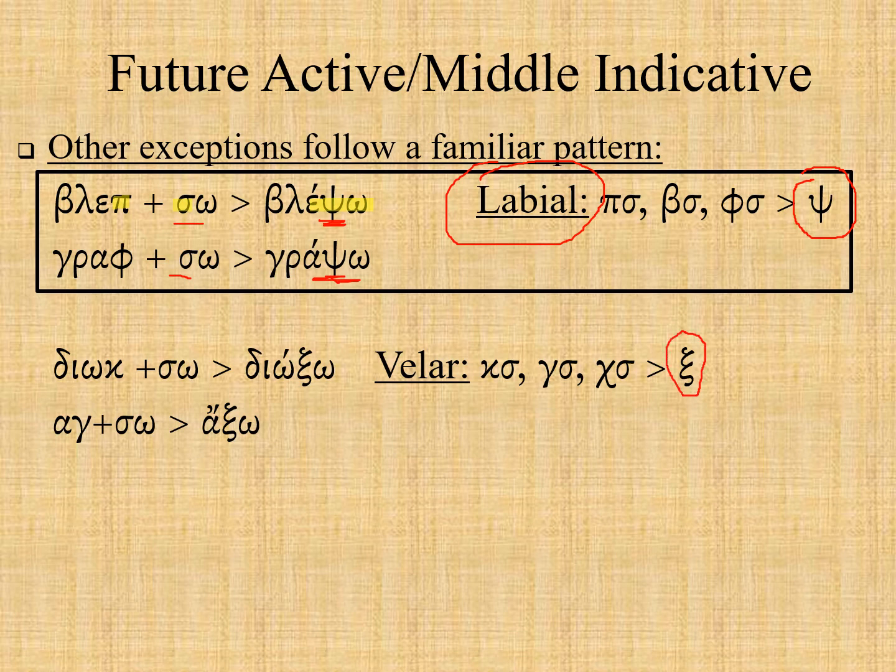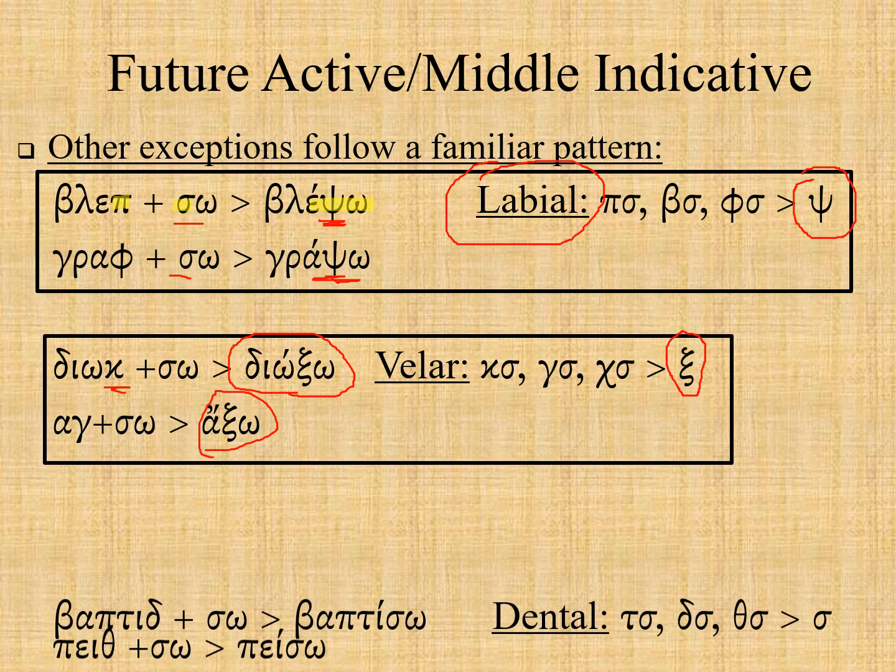So we have, for example, the verb dioko, to pursue or persecute. Diok plus the sigma becomes dioxo, I will pursue. Or ago, lead, agso becomes axo. Actually, both groups are very logical if you think about it.